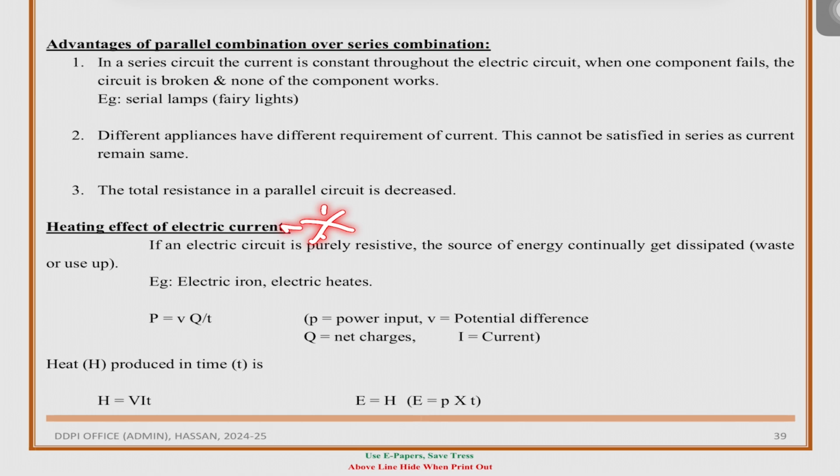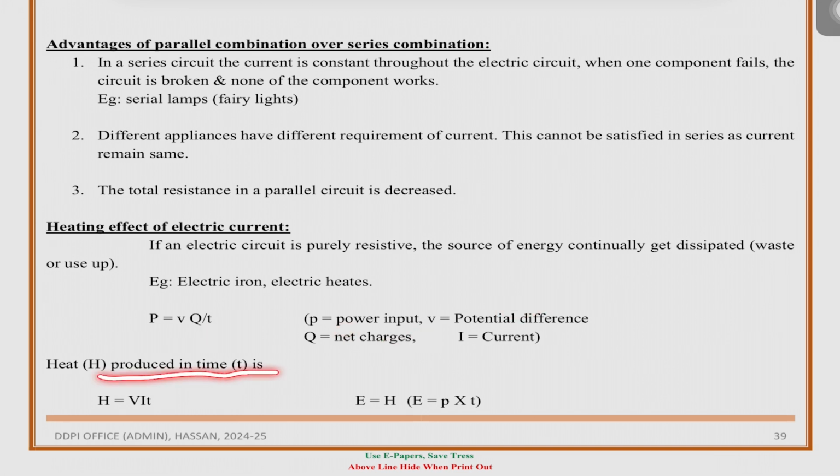This is very important. Heating effect of electric current. In an electric circuit, if an electric circuit is purely resistive, the source of energy continually gets dissipated. Example, electric iron and electric heater. Power is equal to V into Q divided by T. That is, power is equal to potential difference into charge divided by time.